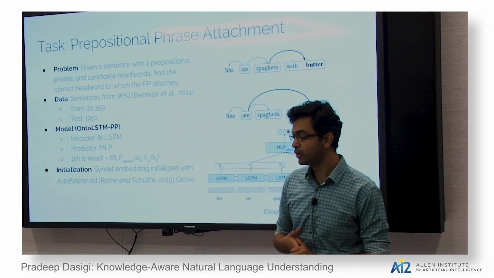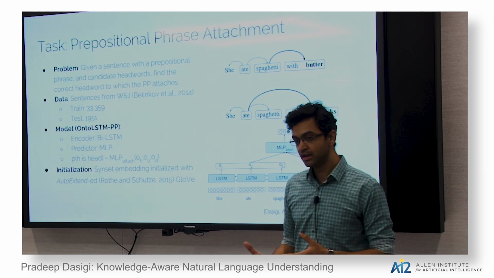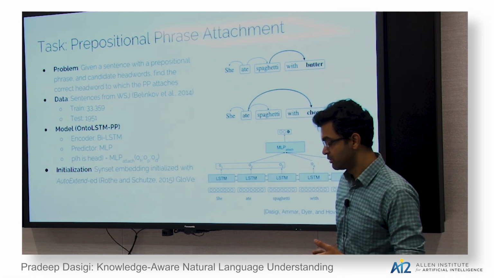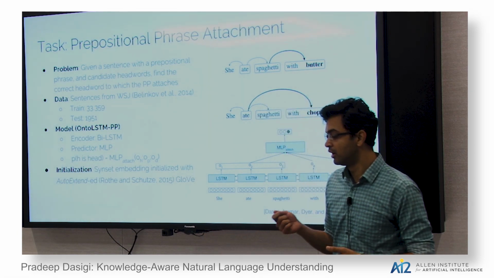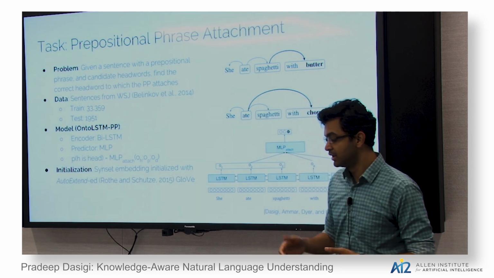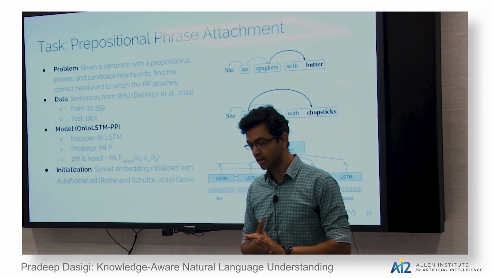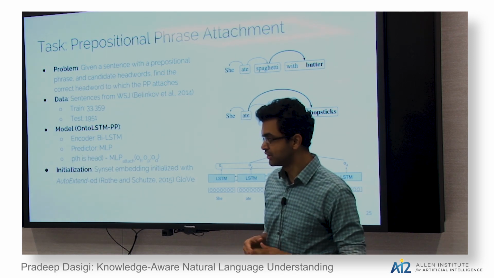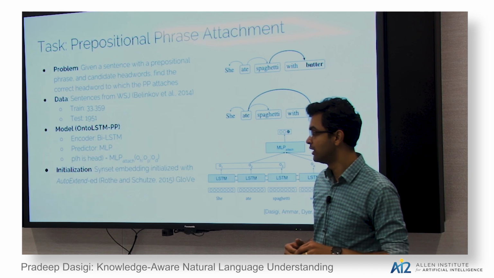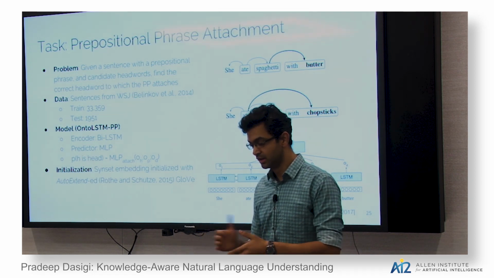So now looking closely at the specific task we're interested in, prepositional phrase attachment. The problem here, as I have described earlier, is given a sentence with some prepositional phrase, we need to find the candidate head words the prepositional phrase attaches to. So again, looking at the same example that I've shown before, in the first case, she ate spaghetti with butter. Given that sentence, we need to identify spaghetti as the head word for the prepositional phrase with butter. And similarly, in the second sentence, we need to identify ate as the head word. The training data set comes from Wall Street Journal. It's a set of 34,000 sentences in train and about 2,000 sentences in test. The model itself is a bidirectional LSTM for the encoder and an MLP for doing the prediction. And we are just predicting the probability of the head word given these inputs.